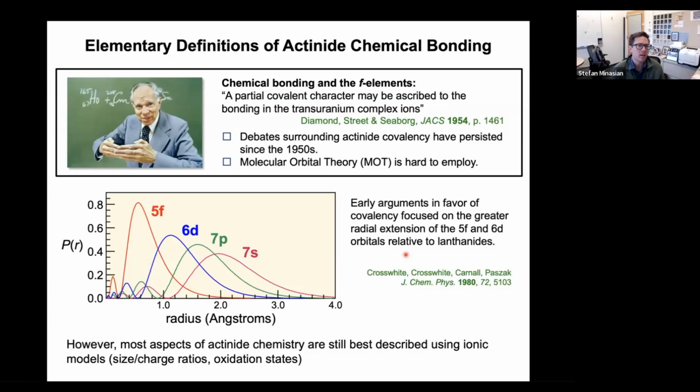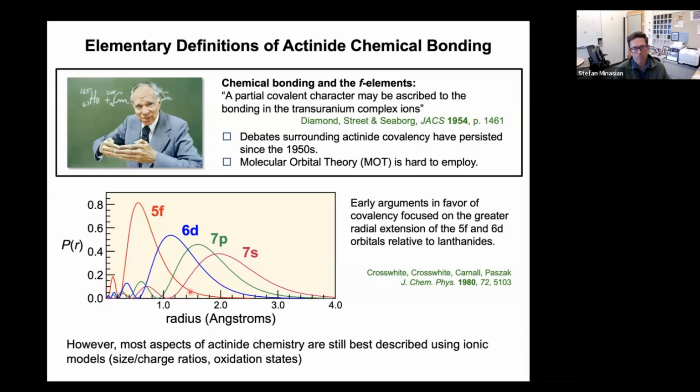Now, most of the original arguments in favor of covalency, so a lot of the argument that was proposed by Seaborg and coworkers, was focused mainly on the greater radial extension of the 5F orbitals and how that would be larger than the radial extension of the 4F orbitals observed for lanthanides. And so you can see here that the 5F go out, there's some density out here, even above about 1.5 angstroms, and so if you have a ligand that could get close enough, there's the potential for some productive overlap that could lead to covalent bonding.